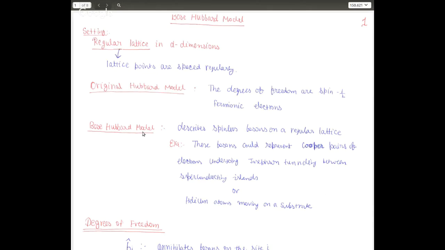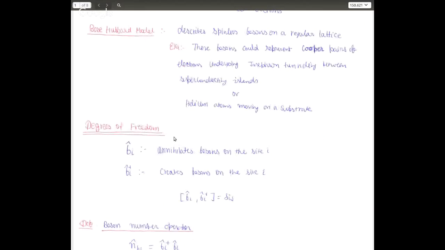and typical examples could be Cooper pairs, which are going through some kind of tunneling between different superconducting islands. Different superconducting islands could be thought of as different lattice sites, and the Cooper pairs, which are basically bosons, are moving from one lattice site to another. Or you can also talk about helium atoms moving on a substrate. You know that a helium atom is a boson, and basically we talk about spinless bosons, and the setting is a regular lattice.